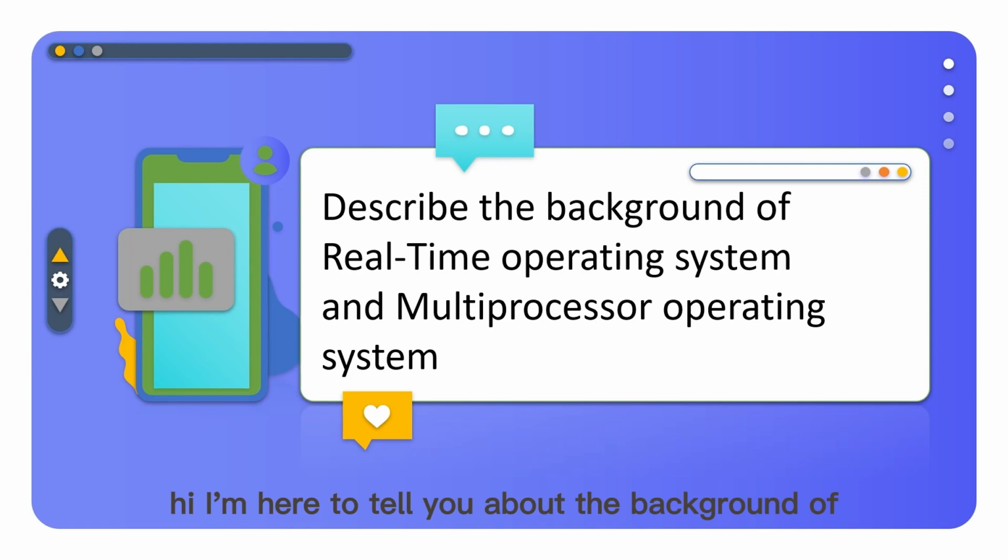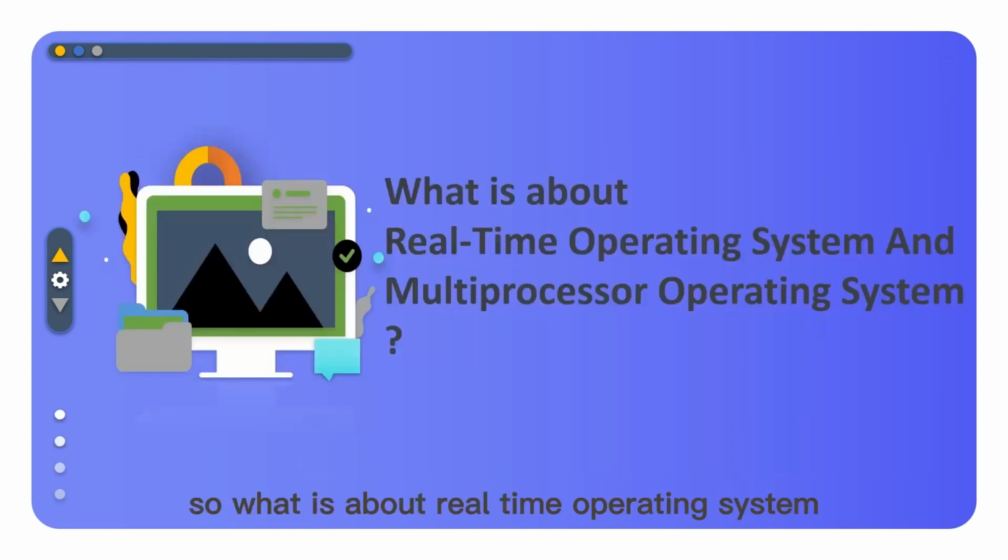Hi, I'm here to tell you about the background of real-time operating system and the multiprocessor operating system. So, what are real-time operating system and multiprocessor operating system? RTOS is an operating system with two key features: predictability and determinism. In an RTOS, repeated tasks are performed within a tight time boundary, while in a general-purpose operating system, this is not necessarily so.